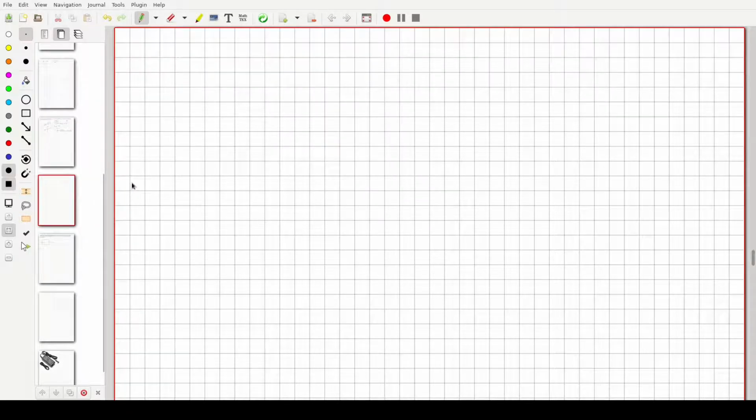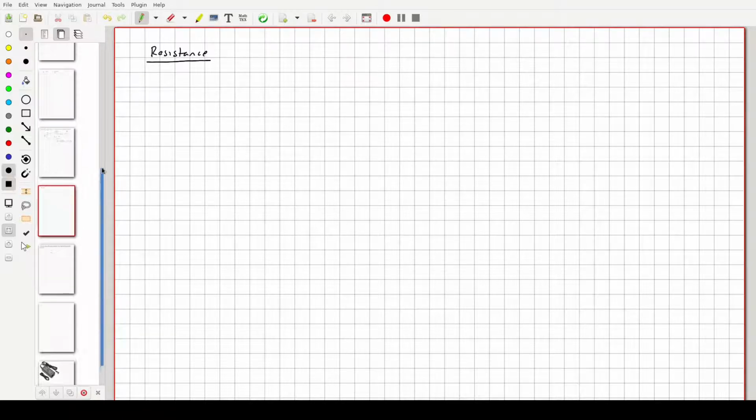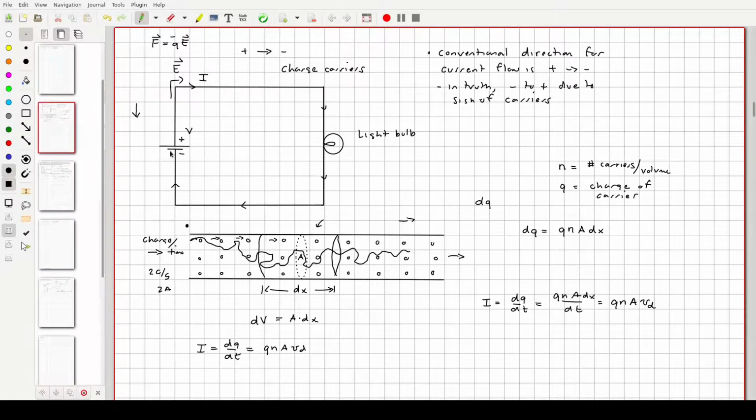Alright, so that said, what I'd like to talk about now is something called resistance. So if you go back and you look at the picture that we drew here, and in fact I'm just going to borrow this.